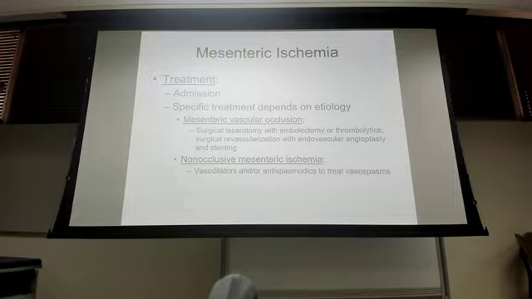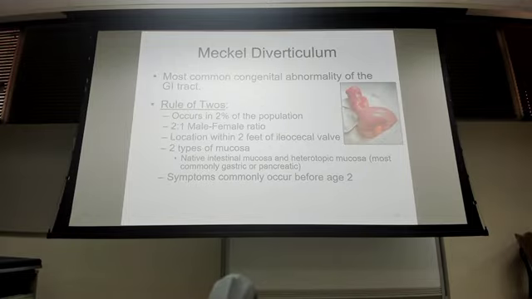All right, final topic for small intestine is the Meckel diverticulum. Most common congenital abnormality of the GI tract. Most common congenital issue with GI tract. So what happens is there's a persistence of a duct as the embryo is developing. The vitelline duct persists, and it causes an outpouching of the ileum. So we talked about an outpouching of what? The esophagus. So now we got one down in the small intestine.